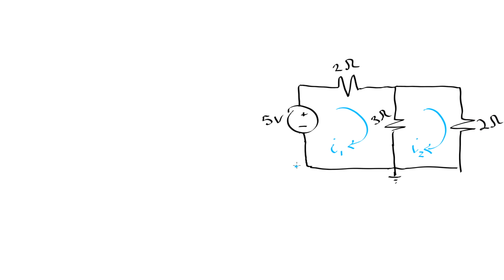We're going to start here and go upwards. So it's going to be -5 from the power source since we hit this minus sign first. When we hit this resistor here, it's always going to be a positive because we're going with the direction of the current. It's going to be plus 2I1 from Ohm's law. Then we're going to go down through the 3 ohm resistor, which is the tricky bit of the mesh method. So I'm going to write it as plus 3(I1 minus I2).